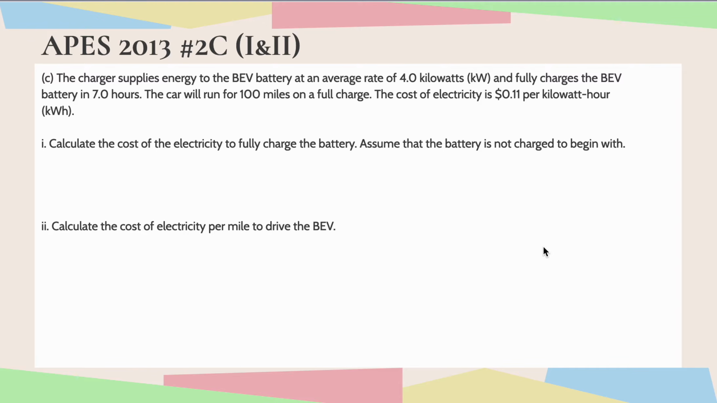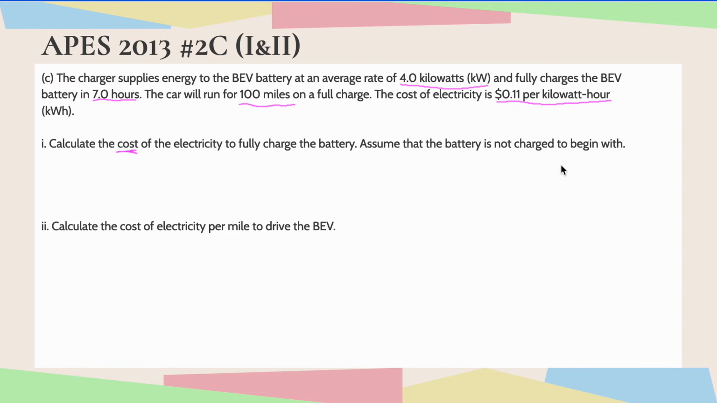This says the charger supplies energy to the BEV battery at an average rate of 4.0 kilowatts and fully charges the BEV battery in 7 hours. The car will run for 100 miles on a full charge. The cost of electricity is 11 cents per kilowatt hour. And then part 1 asks us to calculate the cost of the electricity to fully charge the battery. Assume that the battery is not charged to begin with. So basically, we're looking for the cost of a full charge.